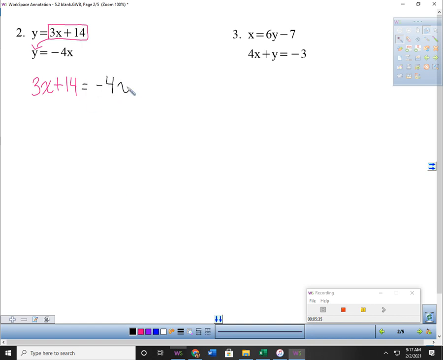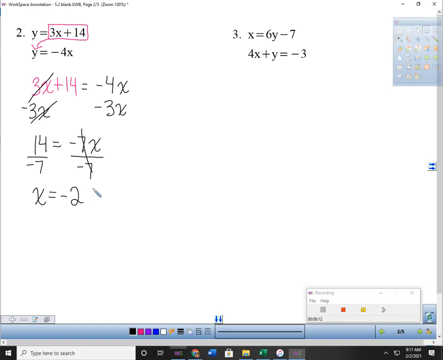and then I have equals negative 4x. Now I have x over here and I have an x over here. I want to get the x's together, so I'm going to subtract 3x so I can move it to the other side. Remember, we only have to do the opposite when we're moving it across the equal sign. So on this side I have 14, and on this side I have negative 7x, and then I'm just going to divide by negative 7 to get that x by itself. So x is equal to negative 2.